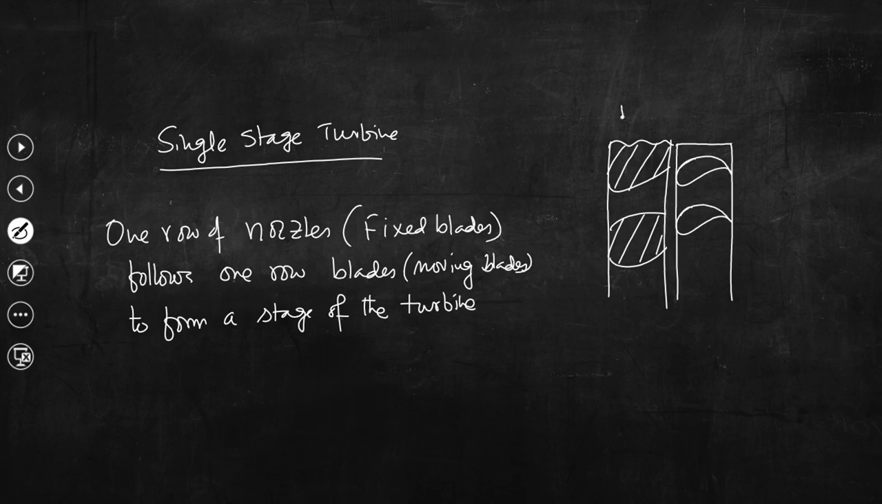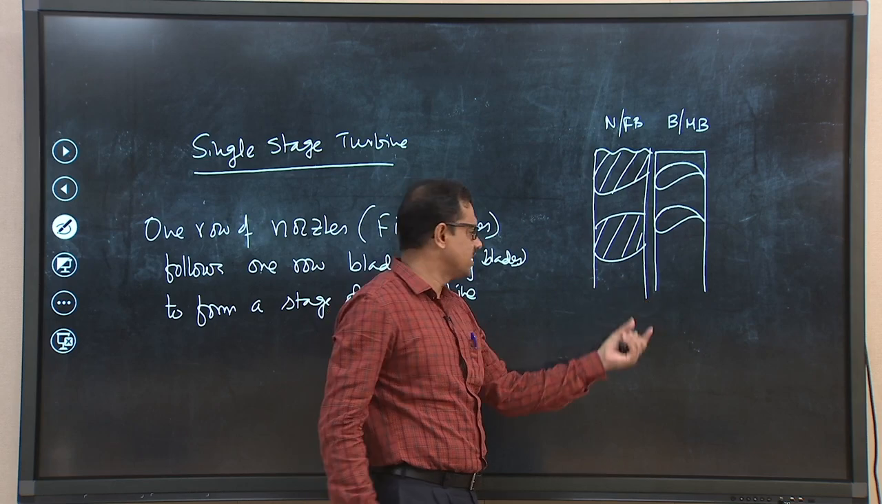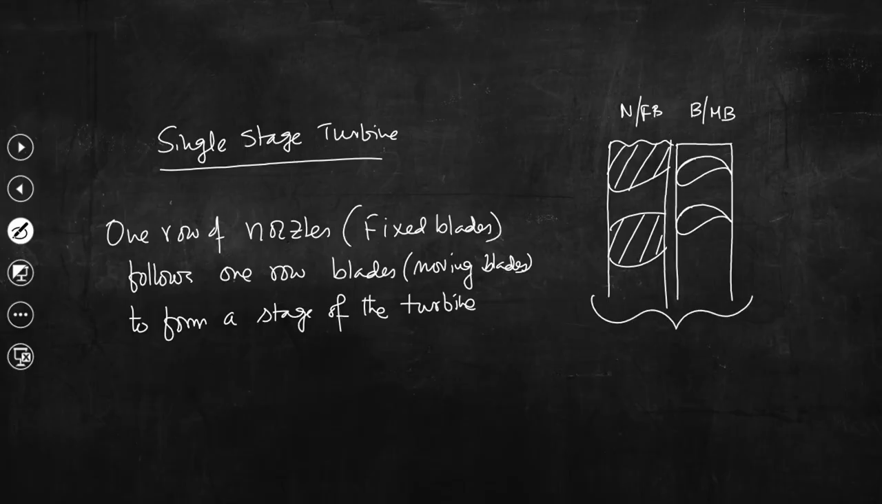So this is the nozzle or fixed blades and this is the blade or moving blades. So this is the first row of nozzles, this is the first row of moving blades. These two rows together constitute a stage of a turbine, right.